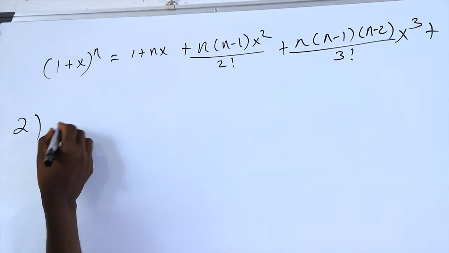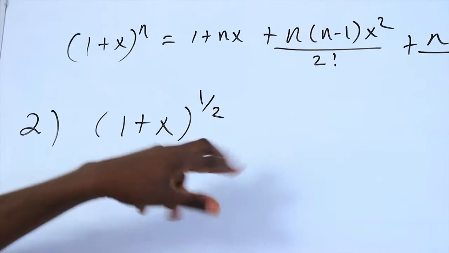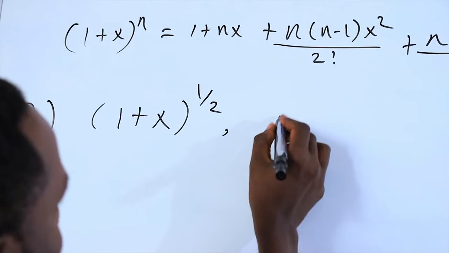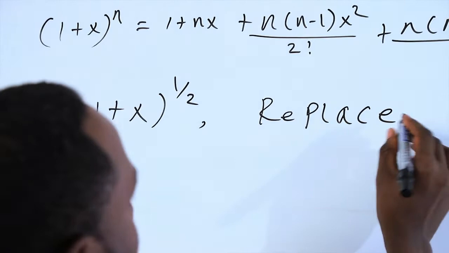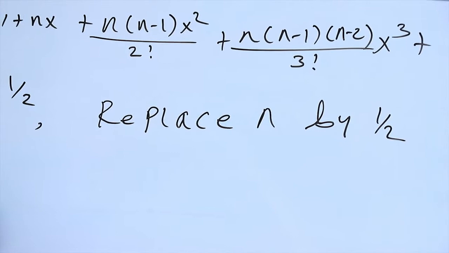(1 plus x) to the power of 1 over 2, to the power of 1 over 3. Instead of this n, the value here is replaced by, say, 1 over 2. So we must replace n by 1 over 2. Therefore, (1 plus x) to the power of 1 over 2 is exactly equal to, here, the formula.